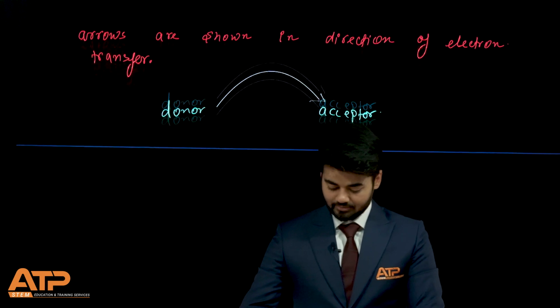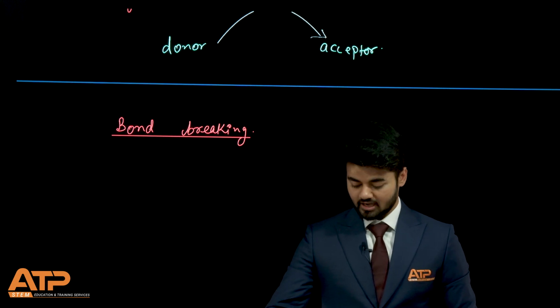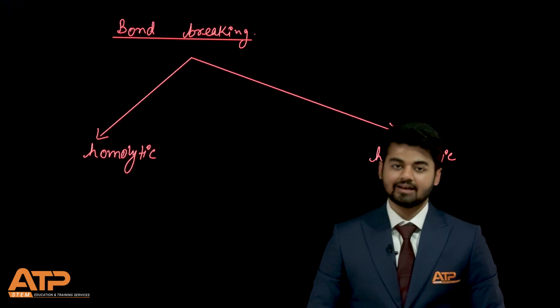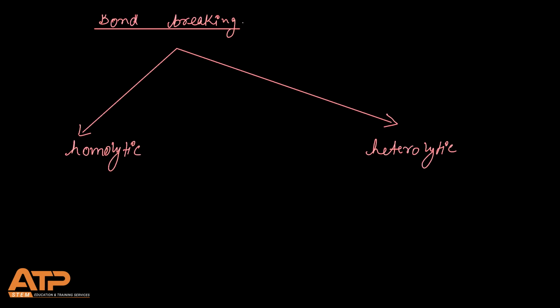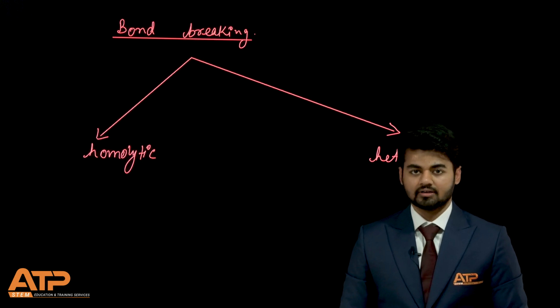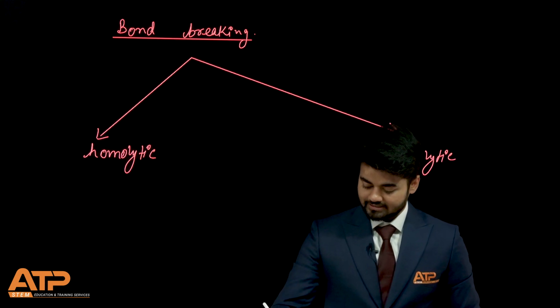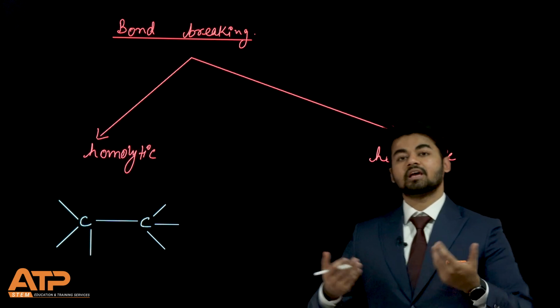One example I am taking here is bond breaking. We have two kinds of bond breaking: homolytic bond breaking and heterolytic bond breaking. Let's understand it one by one. Bond formation was done in such a way that one carbon gave one electron in bonding, the other carbon gave the other electron, and they formed a shared pair called a sigma bond. So let's understand the possible ways to break this bond.